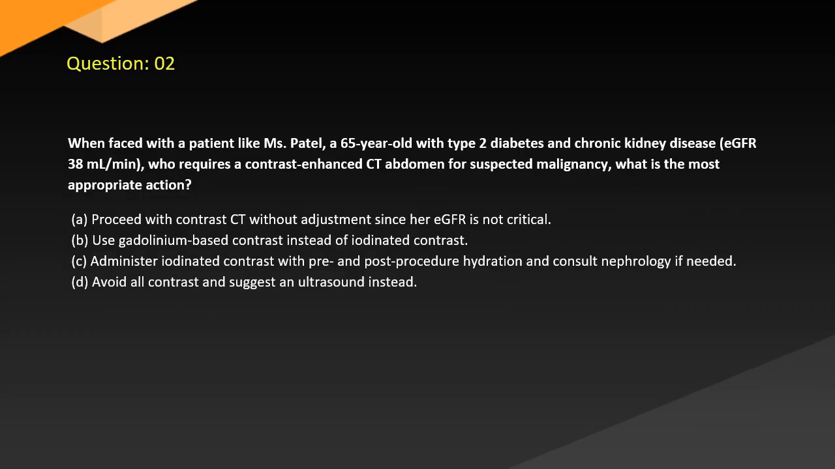Question 2. When faced with a patient like Ms. Patel, a 65-year-old with type 2 diabetes and chronic kidney disease, eGFR 38 mL/min, who requires a contrast-enhanced CT abdomen for suspected malignancy, what is the most appropriate action? A. Proceed with contrast CT without adjustment since her eGFR is not critical. B. Use gadolinium-based contrast instead of iodinated contrast. C. Administer iodinated contrast with pre- and post-procedure hydration and consult nephrology if needed. D. Avoid all contrast and suggest an ultrasound instead.